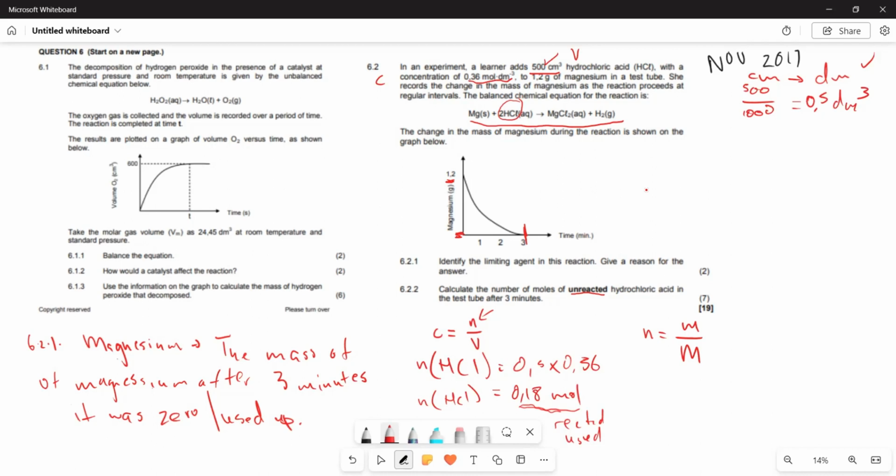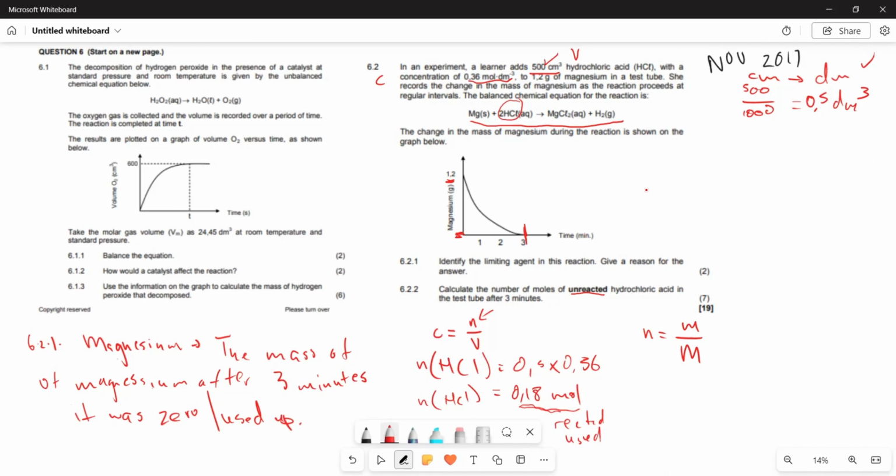No, let's start here. Let's start by calculating the mole of your magnesium. And for us to calculate the mole of your magnesium, this is the formula that we are going to use.